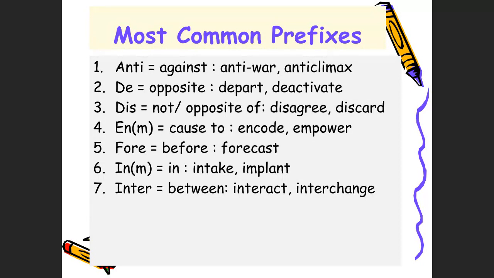De, that is the opposite. The, the part, the activate, yeah. Dis, that is not or opposite of. Disagree, discard. En or em, yeah, it's cause to, encode, empower, yeah. It could be en or em, ¿ya? Dependiendo de la combinación de las letras ahí. For, it's before something, ¿ya? It's a forecast, for example.